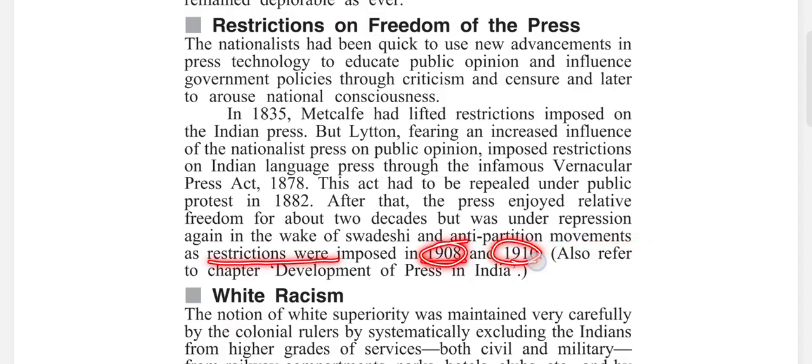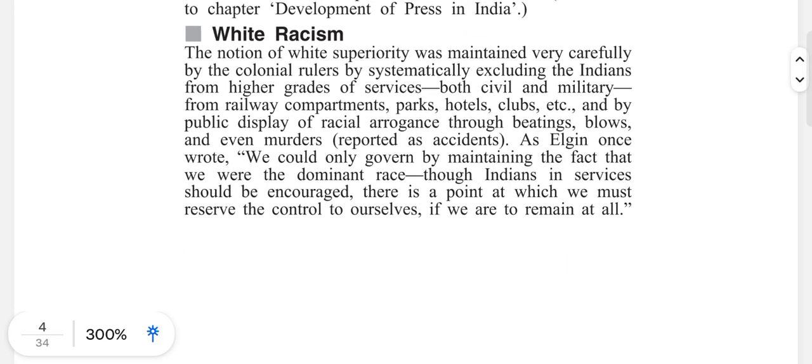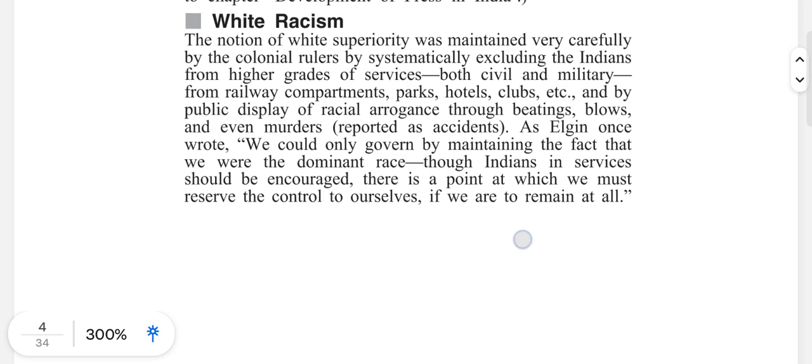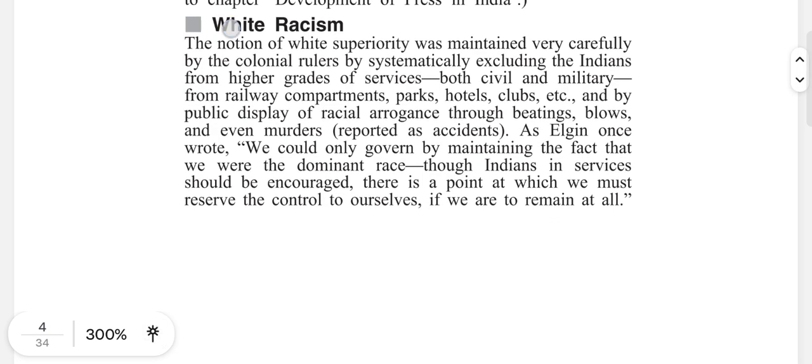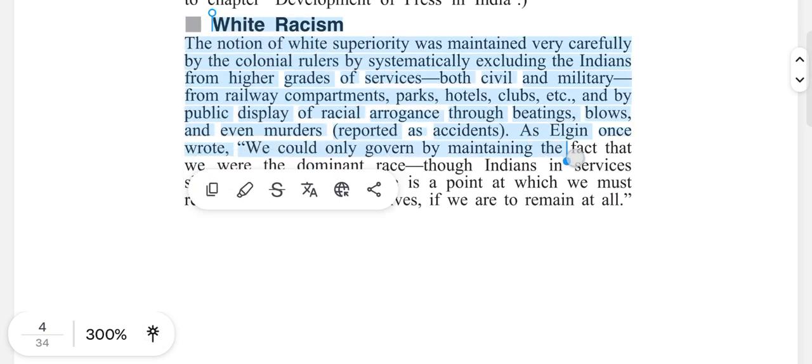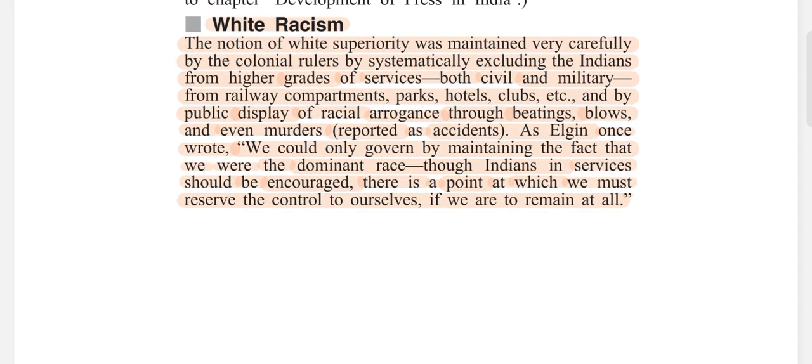White racism. The notion of white superiority was maintained very carefully by the colonial rulers by systematically excluding the Indians from higher grades of services, both civil and military, from railway compartments, parks, hotels, clubs, etc., and by public display of racial arrogance through beatings, blows, and even murders reported as accidents. As Elgin wrote, "We could only govern by maintaining the fact that we were the dominant race. Though Indians in service should be encouraged, there is a point at which we must reserve the control to ourselves, if we are to remain at all."